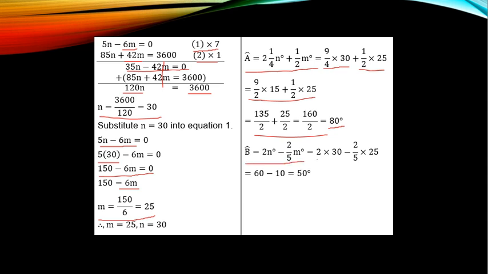Then angle B is equal to this. So you have 2 times 30, the value for n. Then minus 2/5 times 25, the value for m. Divide 25 by 5, you have 5. Multiply by this 2, that is the 10 you have here. 2 times 30 is 60. By the time you subtract, you have 50 degrees. You see that? So this is how word problems are translated to simultaneous linear equations. Then you solve the equations.